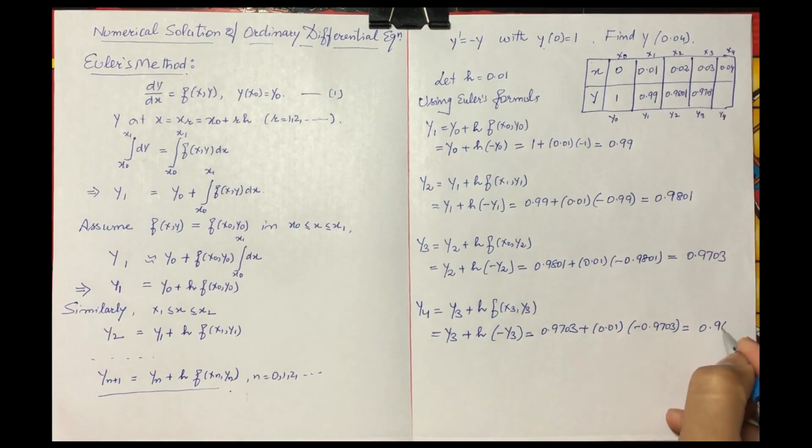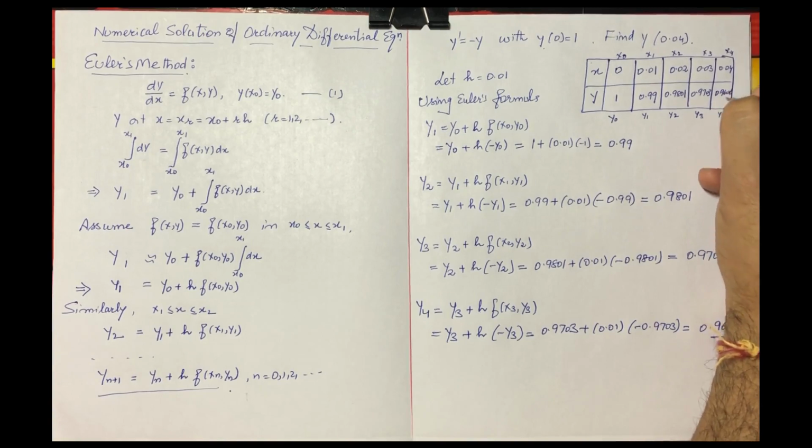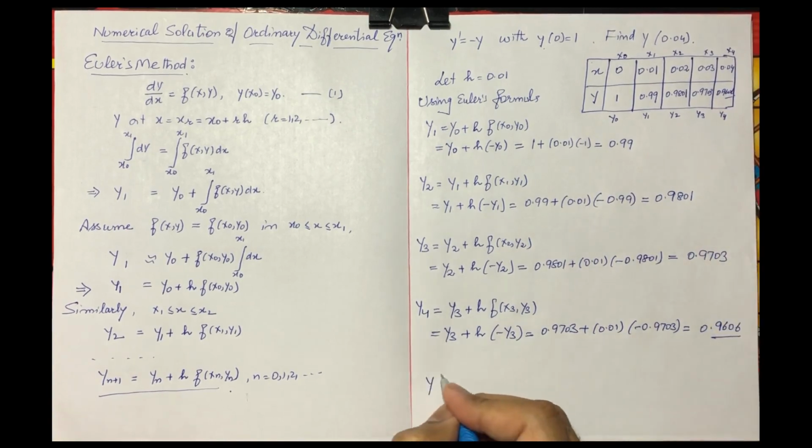Continuing the steps, we get 0.9606, which is the desired answer. The solution of the differential equation at 0.04 is 0.9606.